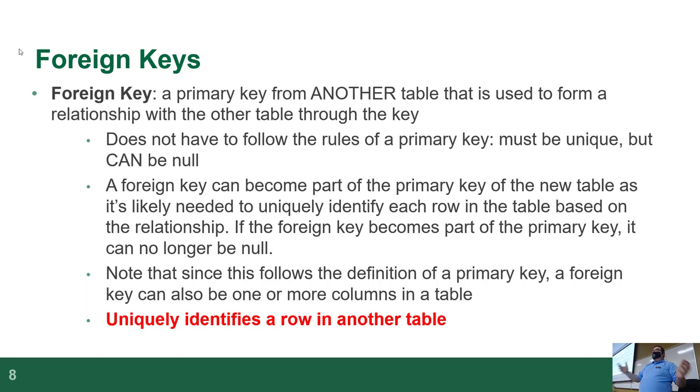A foreign key can become part of the primary key on the new table because it might be needed to uniquely identify the child rows. I'll be talking about what kind of relationships those are in a bit. If the foreign key becomes part of the primary key, it can no longer be null, obviously, because the primary key must have a value. So if the foreign key is also part of the primary key, it can't be null.